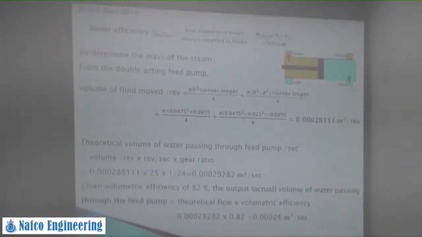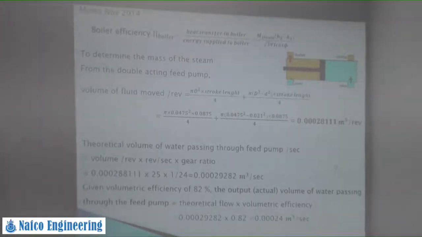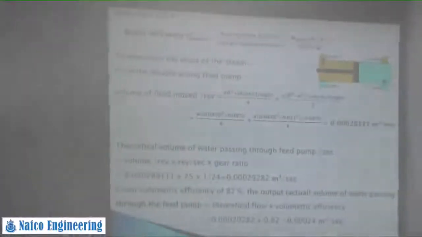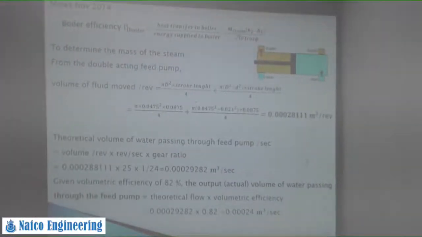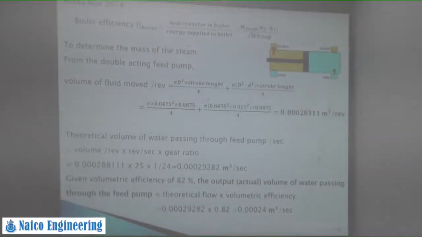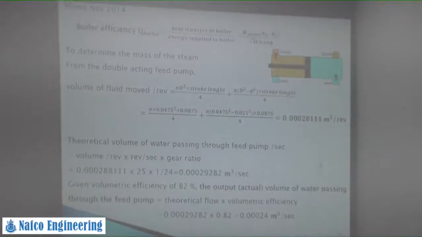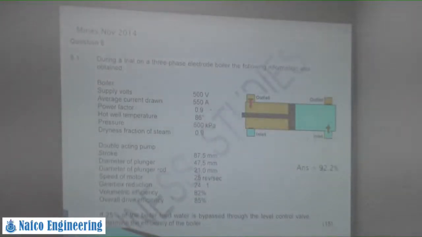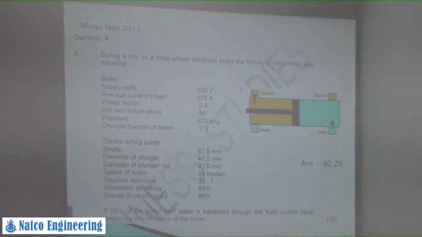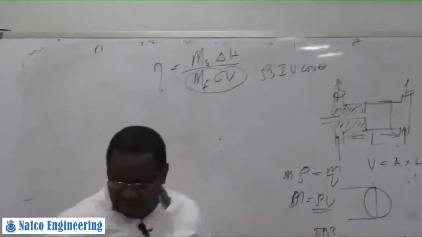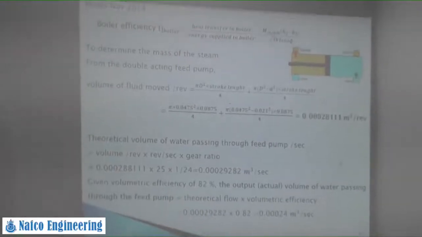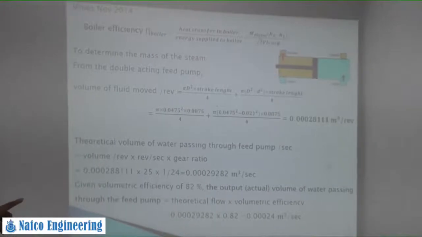So once you get the volume of fluid moved, the next thing, because what we want to do is to calculate the mass. If we get our mass, then we'll come back to the equation. So the theoretical volume of water passing through the feed pump per second will be our volume moved per revolution multiplied by revolutions per second by the gear ratio. There's a gear reduction of 24:1. So even if the thing is moving very fast, we use the gearbox to reduce our speed. 24:1. So now I'm going to reduce our speed to 0.002998, divided by 24.